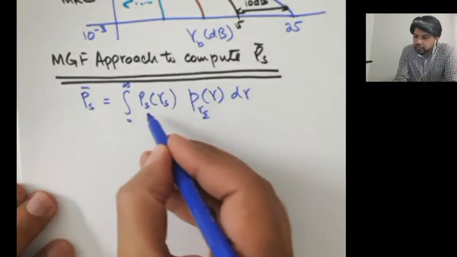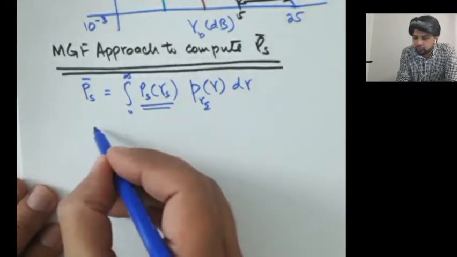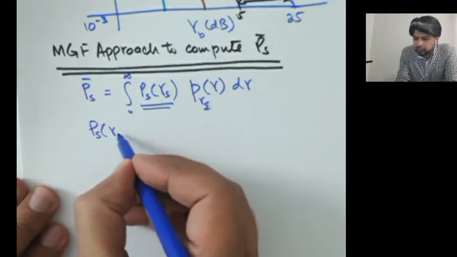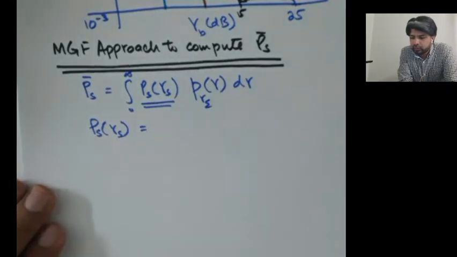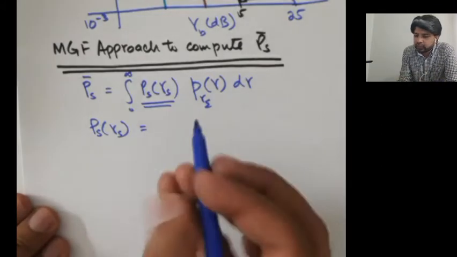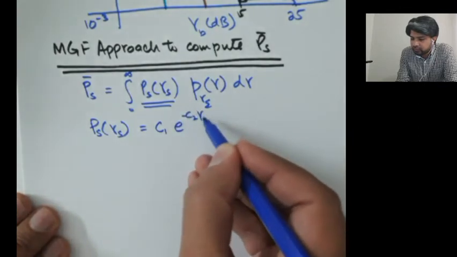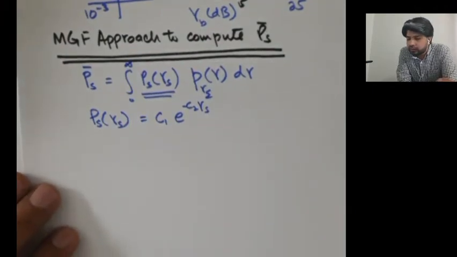Remember, this P_S of gamma_S can manifest itself in two different ways. For differential PSK, we said that the symbol error probability for a DPSK modulation is 1/2 e to the power minus gamma_b. So that kind of manifestation is C1 e to the power minus C2 gamma_s. That is, your symbol error probability is nothing but an exponential function, and that is under AWGN.